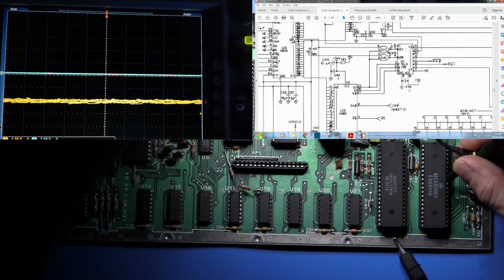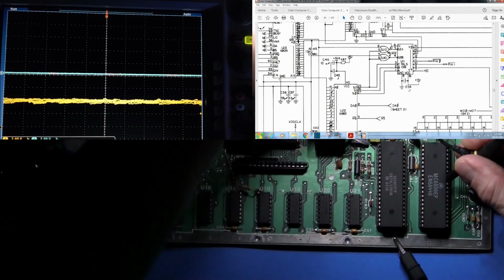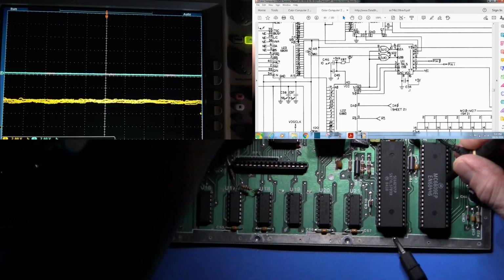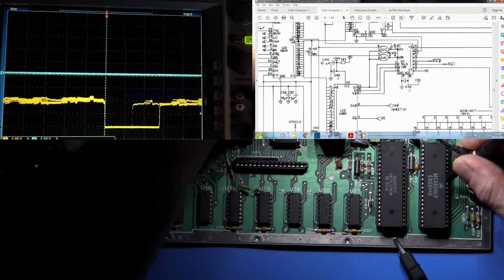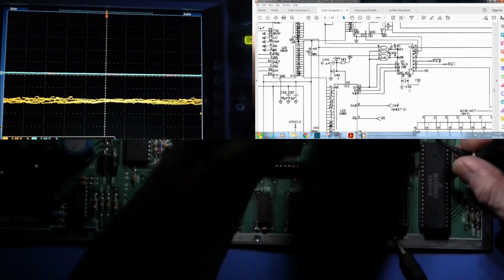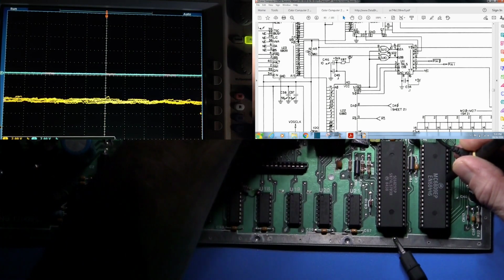Okay, there was some high and low activity there. Let's press reset. Okay, so there is initial activity showing us that the read-write signal can work. However, it eventually goes solid high.